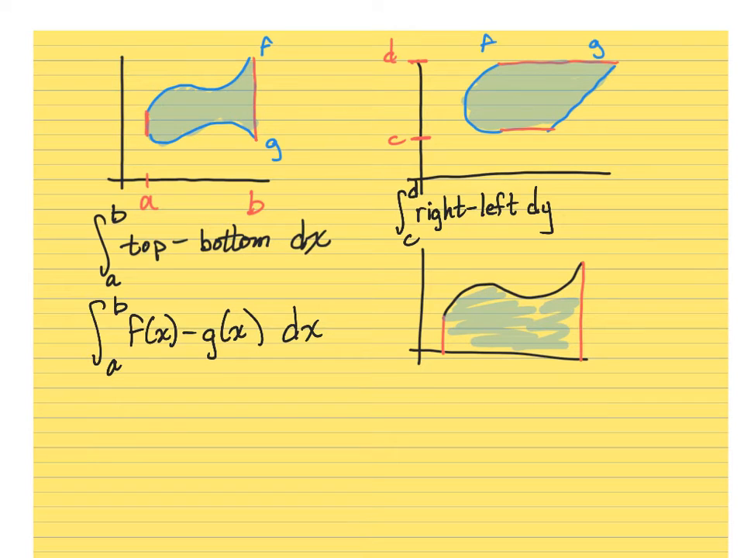Or to be a little more precise, we would take g, which is a function of y. That's the difference, in this sideways situation, we need our functions to be functions of y instead of functions of x, minus f of y dy integrated from c to d. All right. So that's how we set these up.